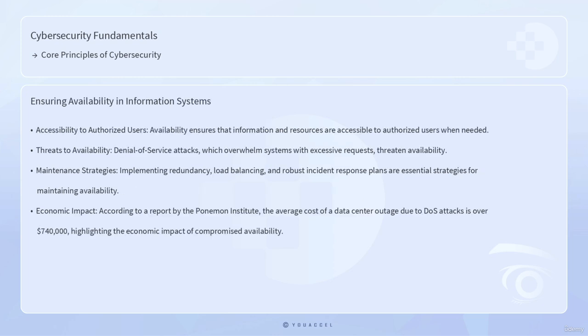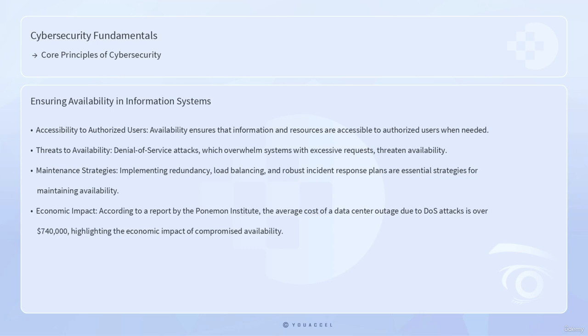Availability ensures that information and resources are accessible to authorized users when needed. This principle is critical to maintaining the functionality of information systems, especially in critical infrastructure such as healthcare, finance, and energy. Denial of service attacks, which overwhelm systems with excessive requests, threaten availability. Implementing redundancy, load balancing, and robust incident response plans are essential strategies for maintaining availability.